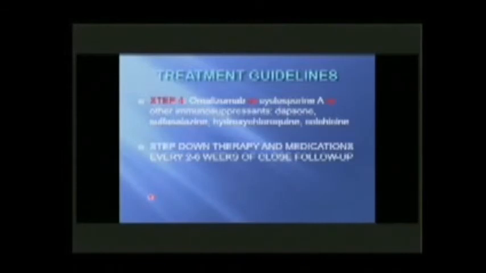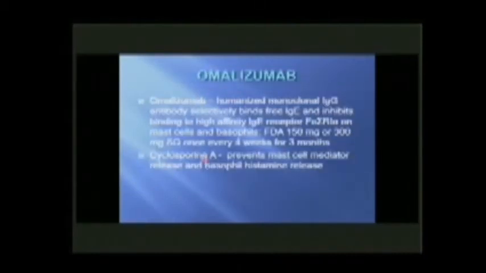Step 4, for refractory urticaria lesions, the FDA approved using omalizumab, which is a monoclonal anti-IgE that is given once a month. Again, step-down therapy for these medications can occur every 2 to 6 weeks, and these patients require very close follow-up.